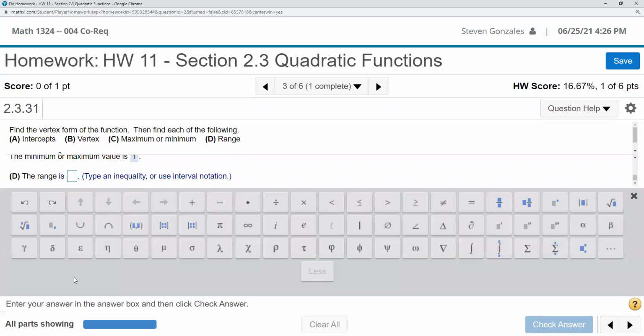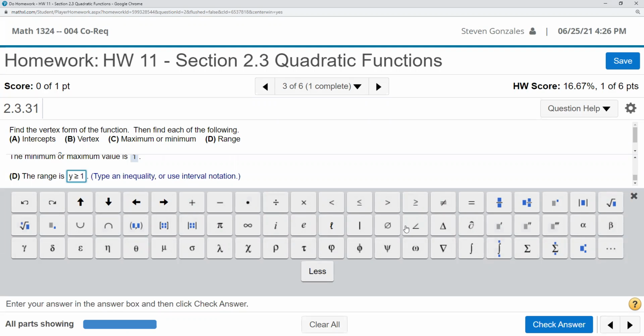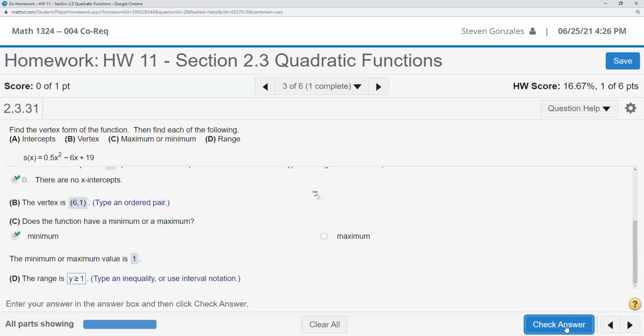In the case of the range, I have to use the inequality signs, so it's all y. Now, because 1 is the minimum, I have to use the greater than or equal. And then I'm going to check the answer.